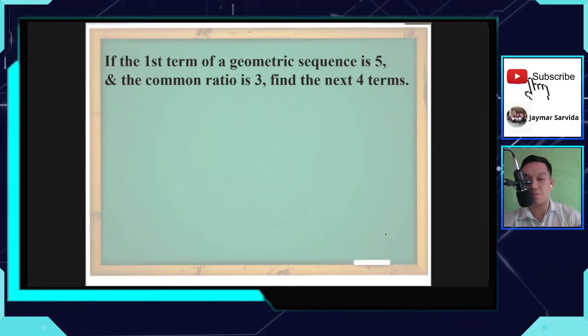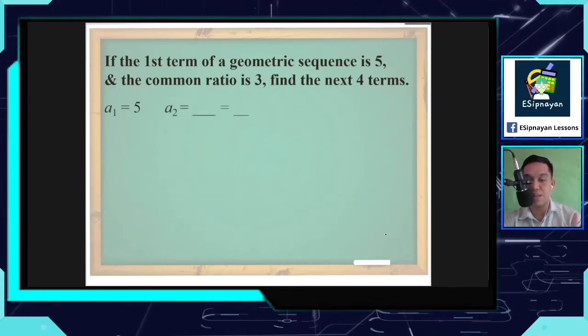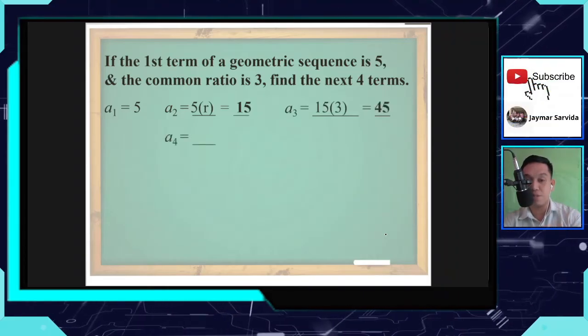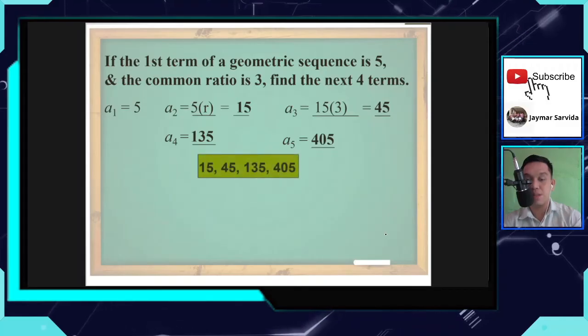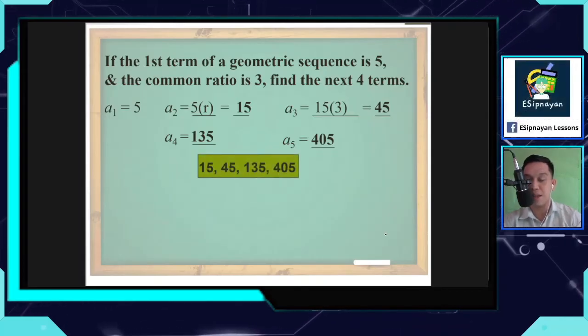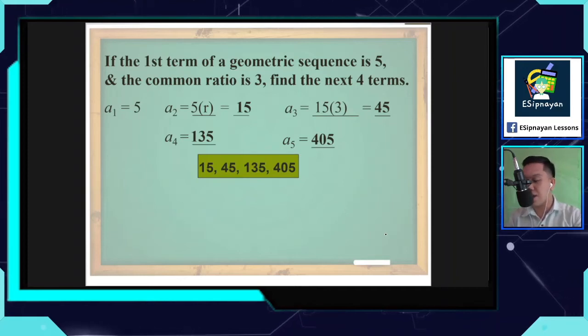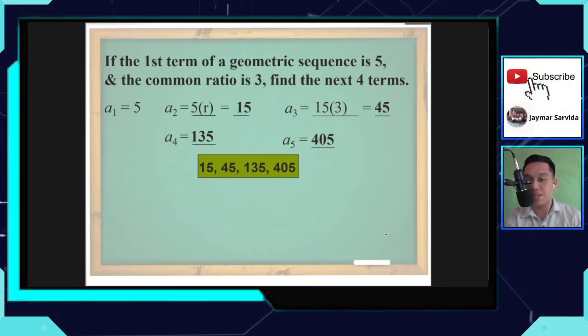If the first term of a geometric sequence is 5, and the common ratio is 3, hanapin yung next 4 terms ng ating geometric sequence. So, a sub 1 is 5. So, yung a sub 2 natin is 5 times 3, which is 15. 15 times 3, which is 45. 45 times 3, which is 135. Then, 135 times 3 is 405. I-multiply lang natin yung ating common ratio dito sa ating sequence. Okay? So, I hope na gets ninyo yung ating example dito.